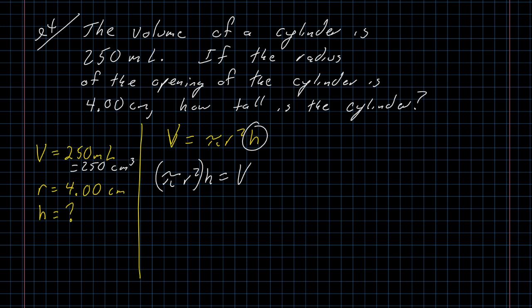I notice in this case it's a fairly simple formula. h is being multiplied by pi r squared. So to get h by itself, I want to divide by pi r squared on both sides of the equation. Now I have a formula that has h by itself.